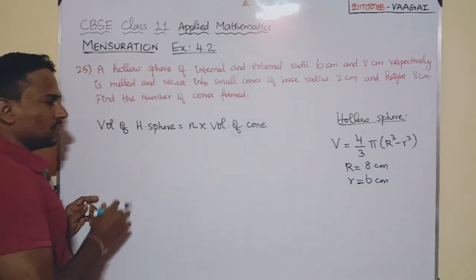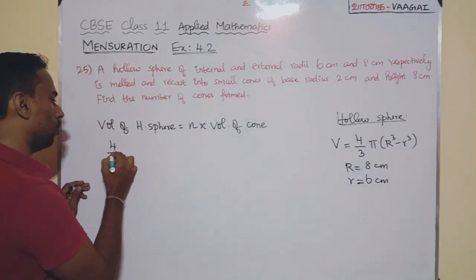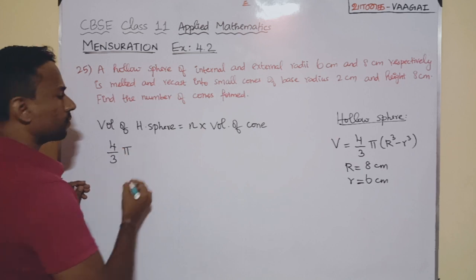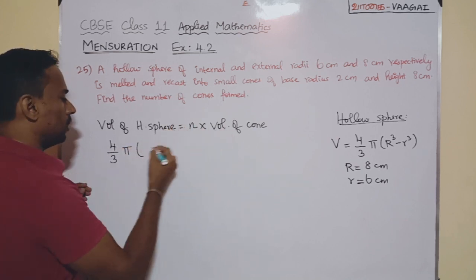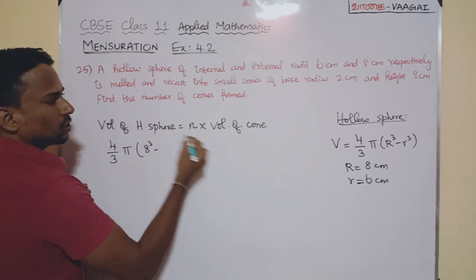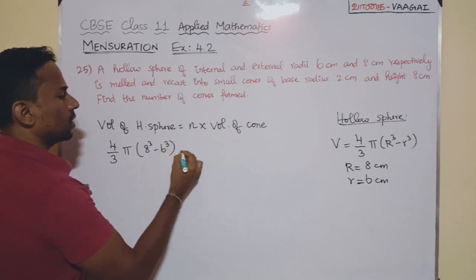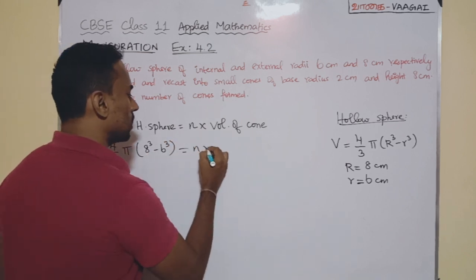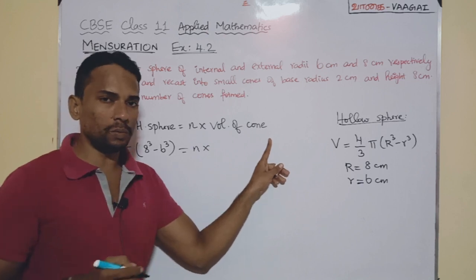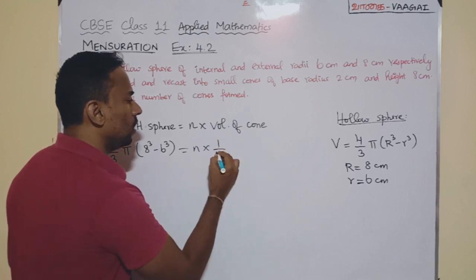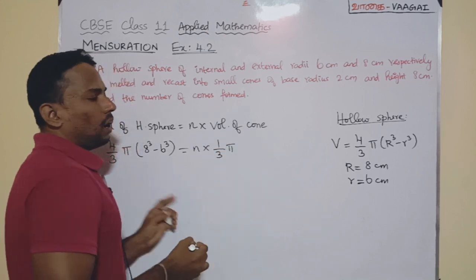Come to the left hand side. Volume of the hollow sphere is going to be 4 by 3 pi r cube, that means 8 cube minus small r cube, 6 cube. Okay, yes, now this will be same as, come to the right hand side, n into, now right hand side we have volume of the cone. Volume of the cone we all know very well, 1 by 3 into pi r square h.